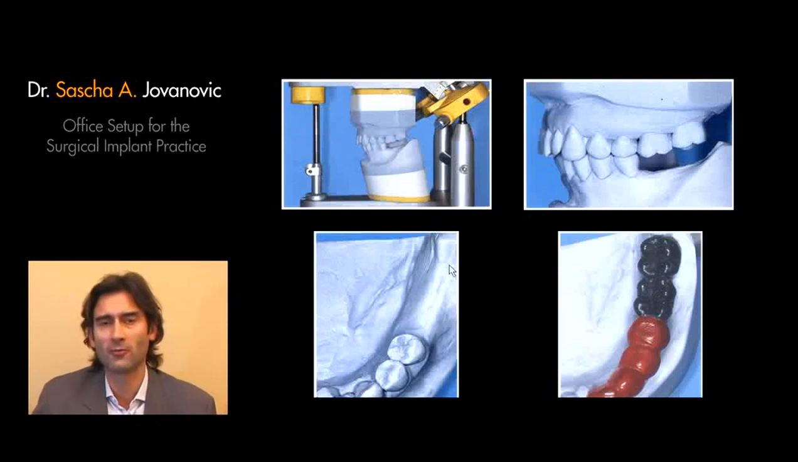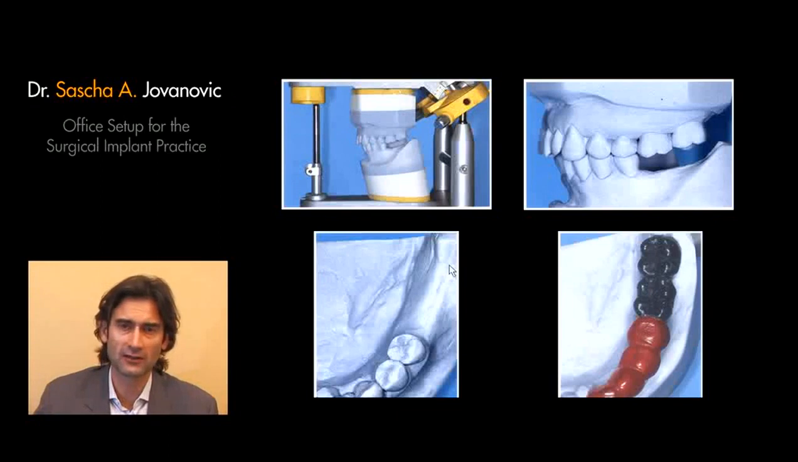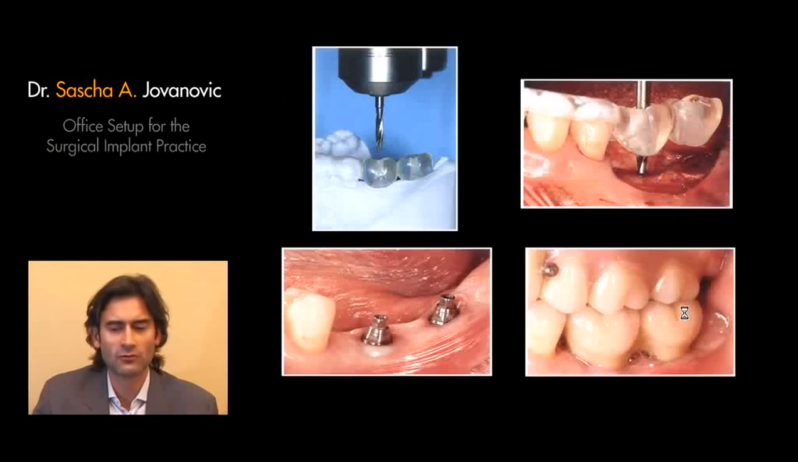If you do a type of model-based analysis, you can use ridge mapping, which means that you measure the thickness of the soft tissue at particular points. You can already get a feeling for what the ridge dimensions are in these areas. The next step is that your technical team, your laboratory team, will make a diagnostic wax-up, and this diagnostic wax-up can then be utilized, as you can see here, to make a radiographic as well as a surgical template.